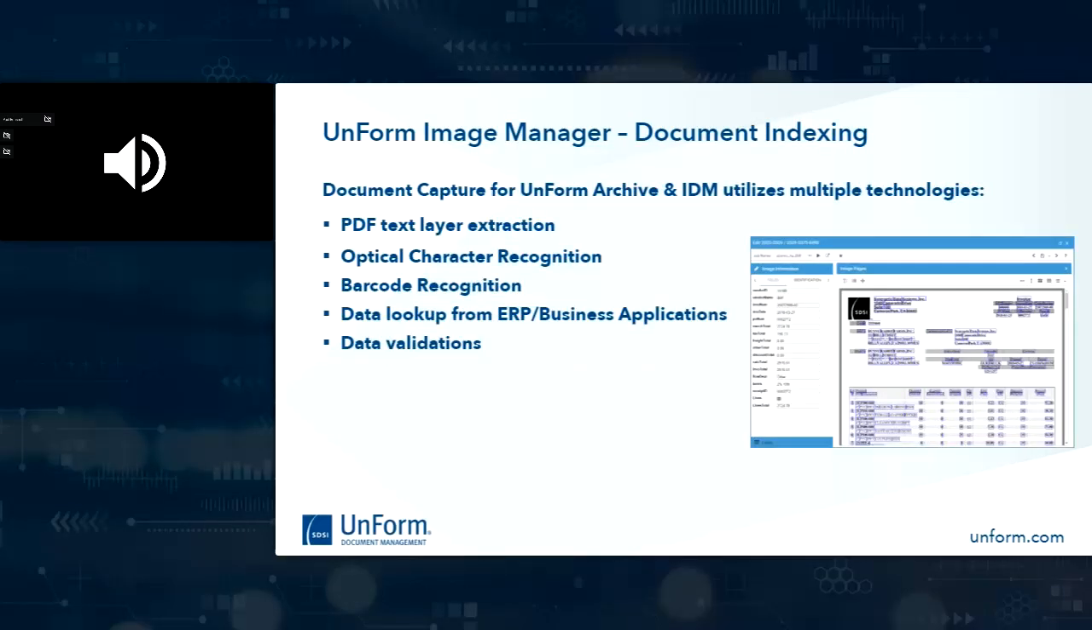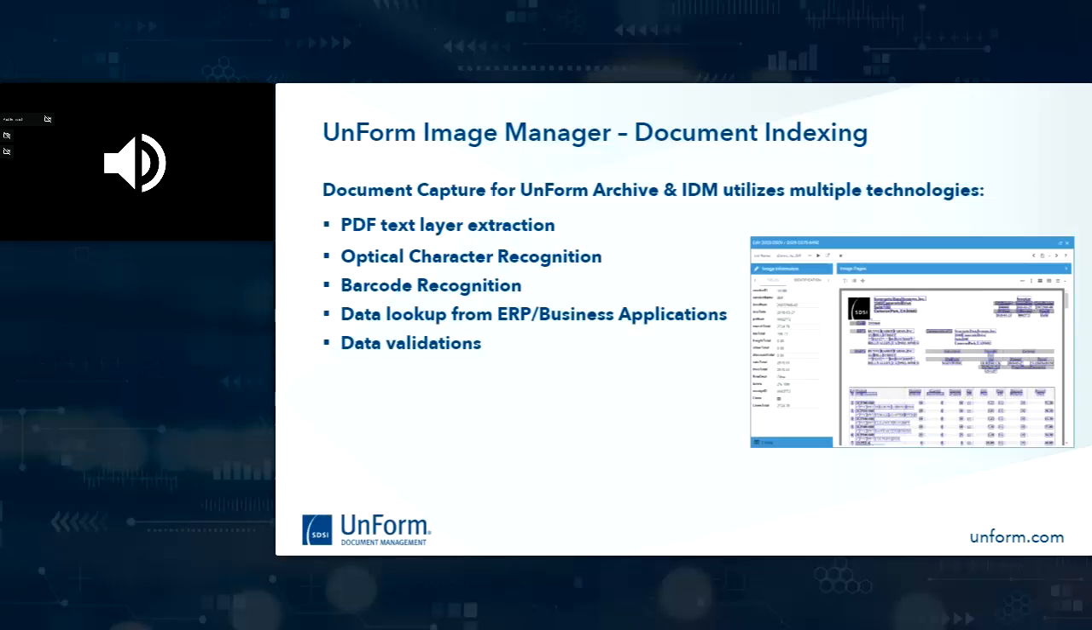The indexing piece of Image Manager uses a variety of technologies. Typically, when we're seeing emailed documents, those are typically going to be a PDF with a text layer. We can just read the text directly off of those to get the data off of that document for either indexing or to generate a transaction from it. We've got optical character recognition, so if it's an image of some sort, we can run the OCR engine against it to get the data off of it. We can read barcodes.